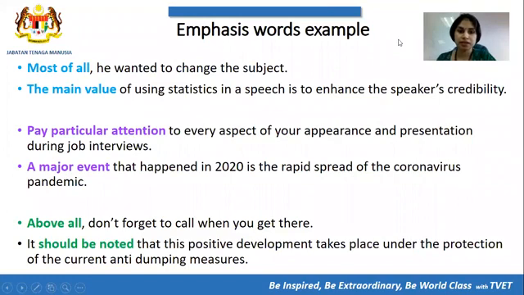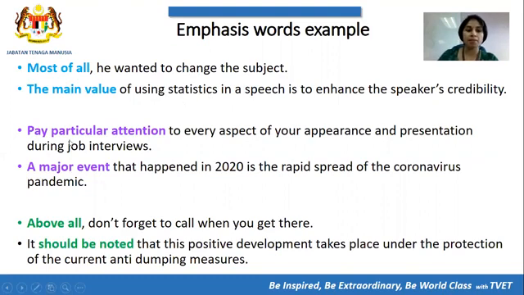Okay, this slide shows how you use emphasis words or phrases in the sentences. First we look at this: "Most of all, he wanted to change the subject." The next example is "The main value of using statistics in a speech is to enhance the speaker's credibility." So here they're emphasizing on using statistics.